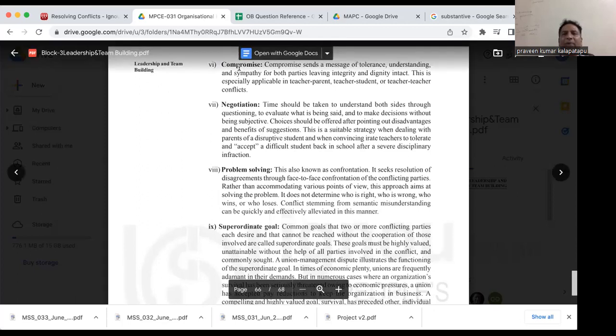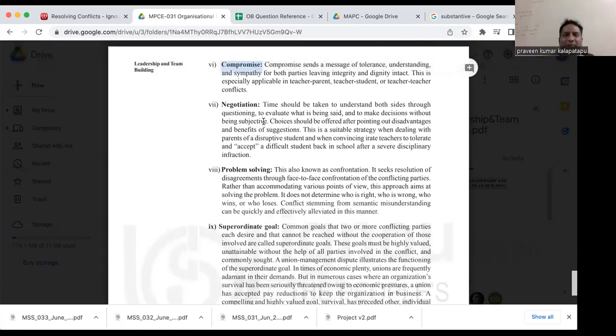Compromise. I don't have to talk about compromise; we know what compromise is. Negotiation. To some extent we have already talked about what exactly negotiation is, and what the choices available are. You go and negotiate. We talked about both range negotiation and normal negotiation, so both are under this particular point.